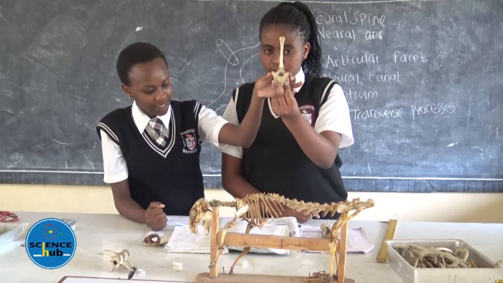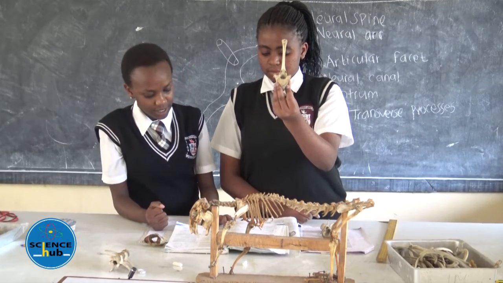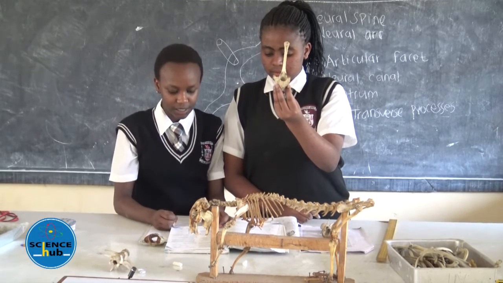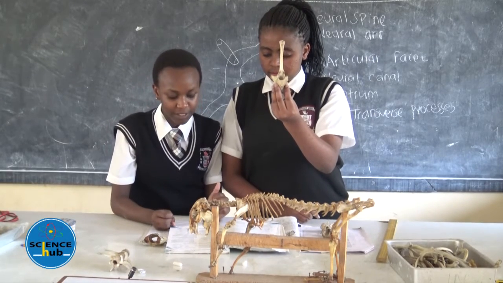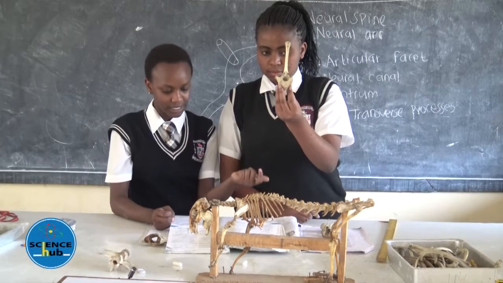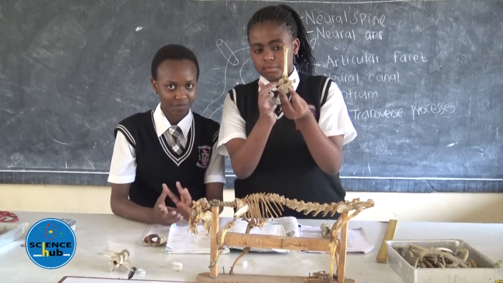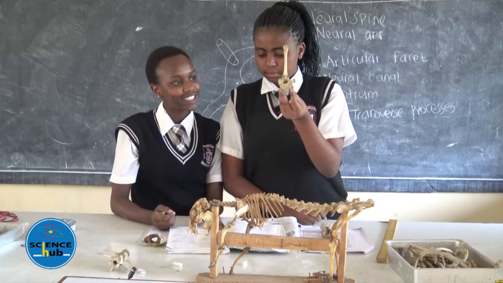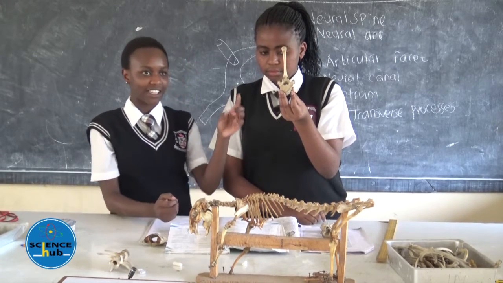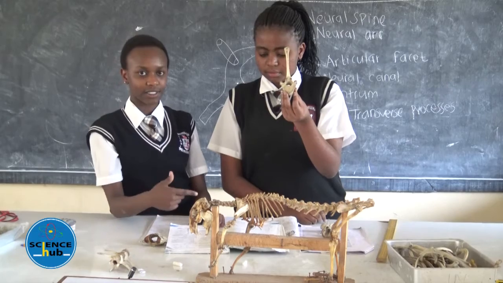They also have short transverse processes for the articulation of ribs. They have articular surfaces covered with cartilage, for example, the pre-zygapophyses, which are found between the adjacent vertebrae. The cartilage reduces the friction between the adjacent bones.